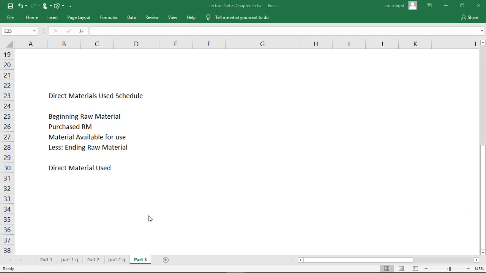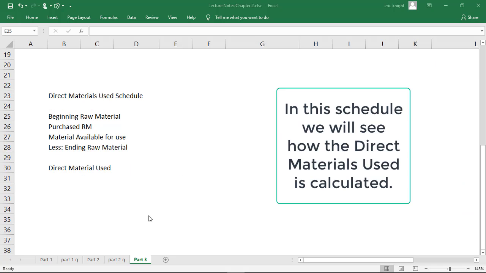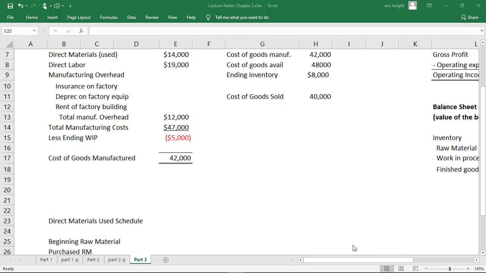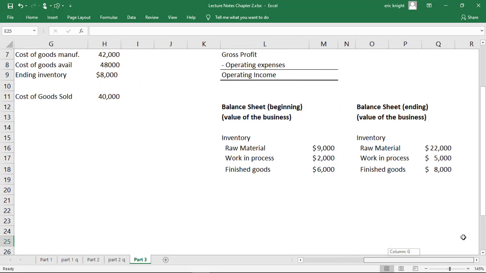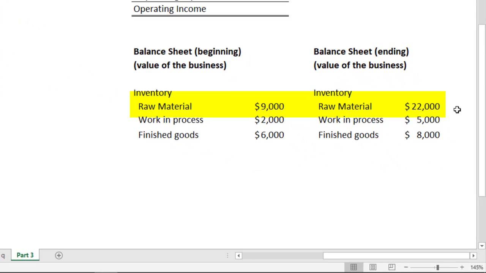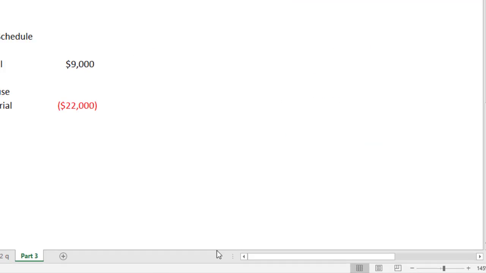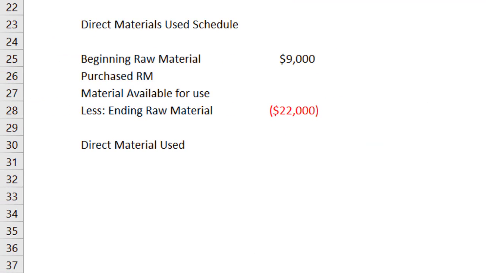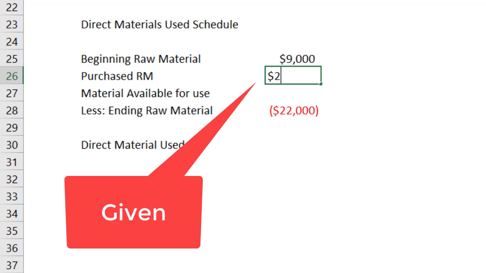For my direct material used schedule, I'm going to take my beginning raw material and my ending raw material from the balance sheet. If we go back up to my beginning and ending balance sheets, my raw material started out as $9,000. At the end of the year, my balance sheet shows that I have raw material of $22,000. So I'll put that in my schedule: beginning raw material $9,000, ending raw material $22,000. And then we've also purchased some raw material during the year. This is going to have to be given to you, $27,000. You could actually go to your purchasing department and find this out.